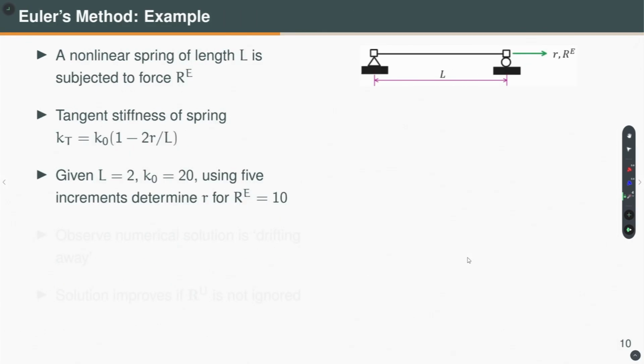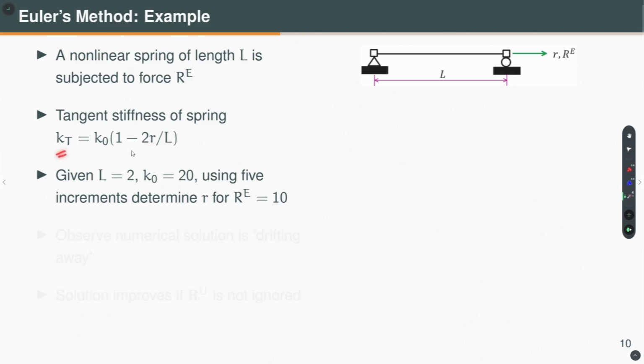We have better methods that we will discuss, but before we get into that, let me show you a very simple problem where we have a nonlinear spring. I am modeling that using a truss element. This is my displacement and this is my external force. The tangent stiffness of the spring is given by this equation: Kt is equal to K0 into 1 minus 2r by L, where L is the length of the member and r is the displacement.